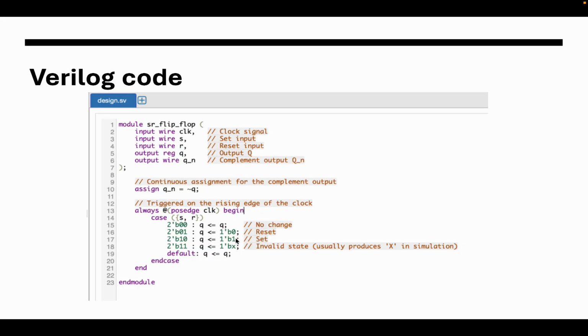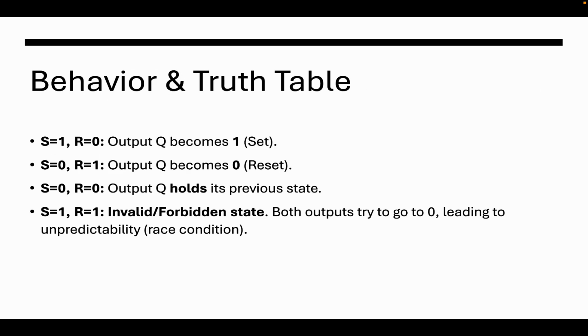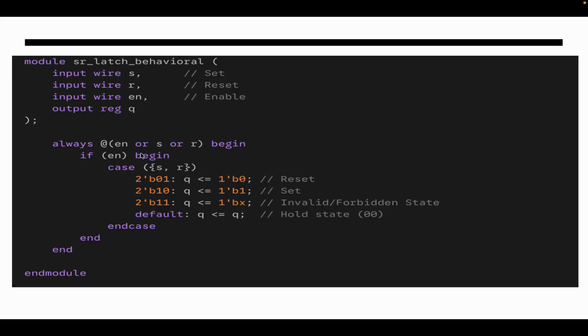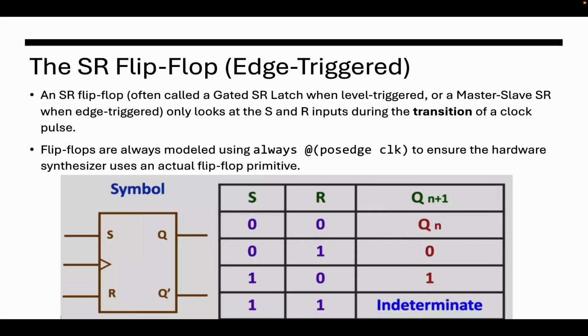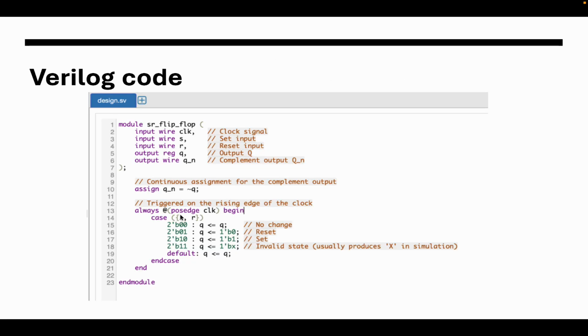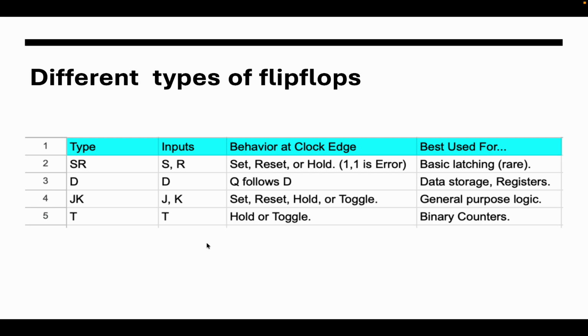So here again it is the same, whatever you had done for the latch, it is the very same. The only thing that changes is that here you will be giving always at positive edge of the clock. There we did not mention it. Here the only focus was on enable. If enable is 1, that means the latch will be active. Here it is not like that. When the clock is at positive edge, then SR will be active. It means the SR flip-flop will be active.